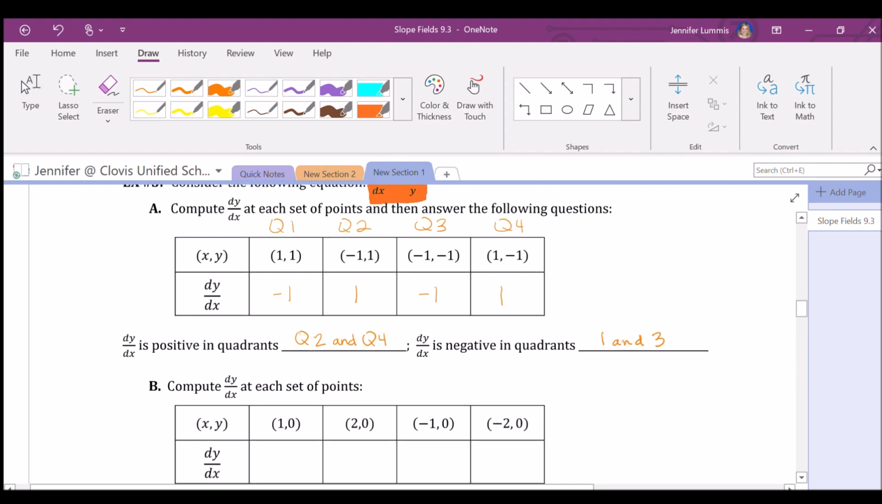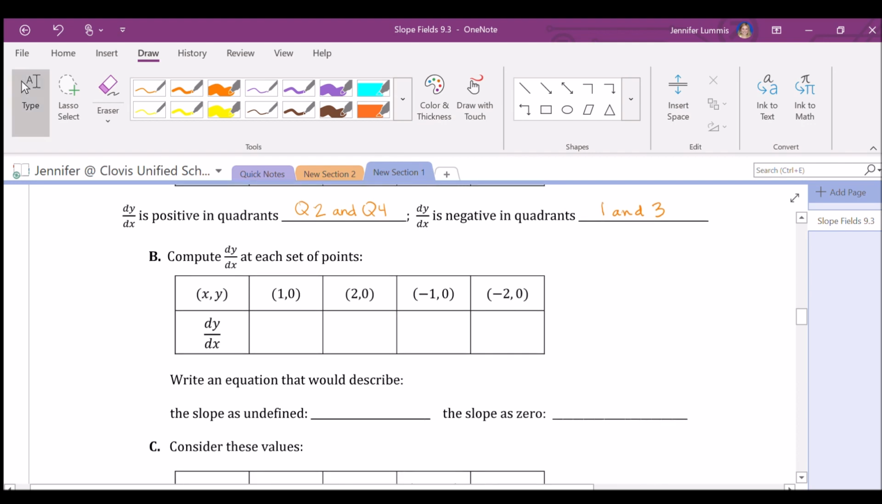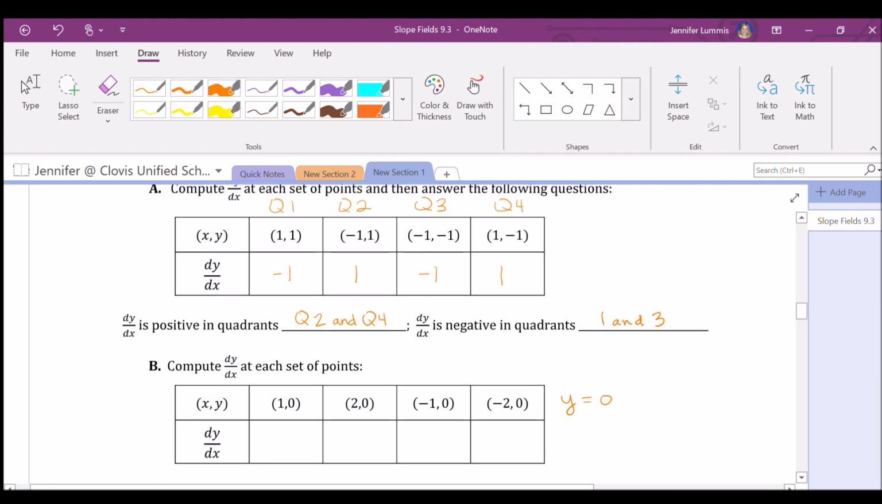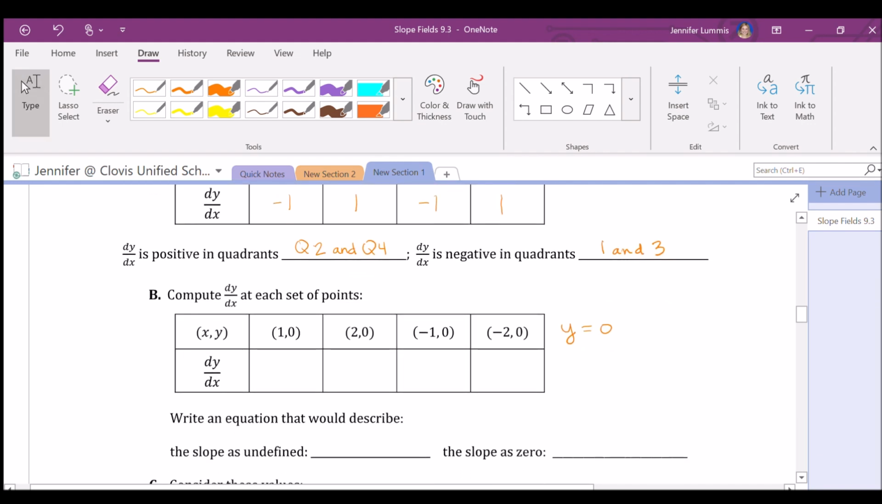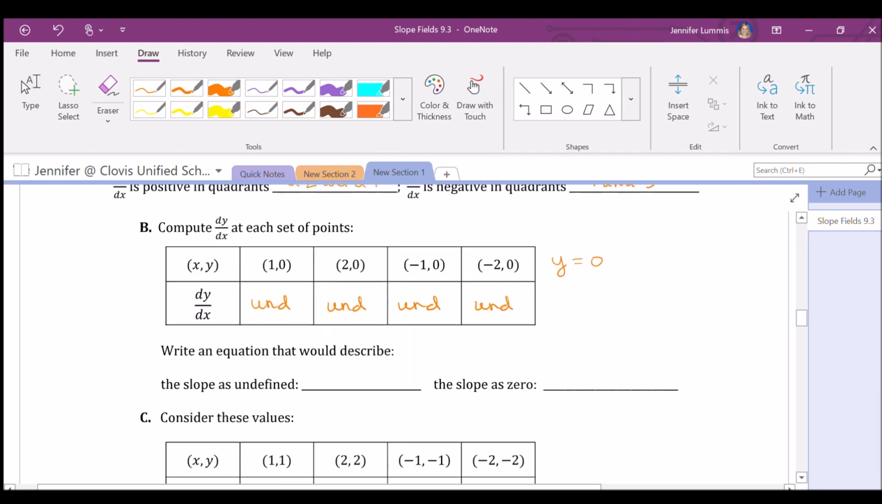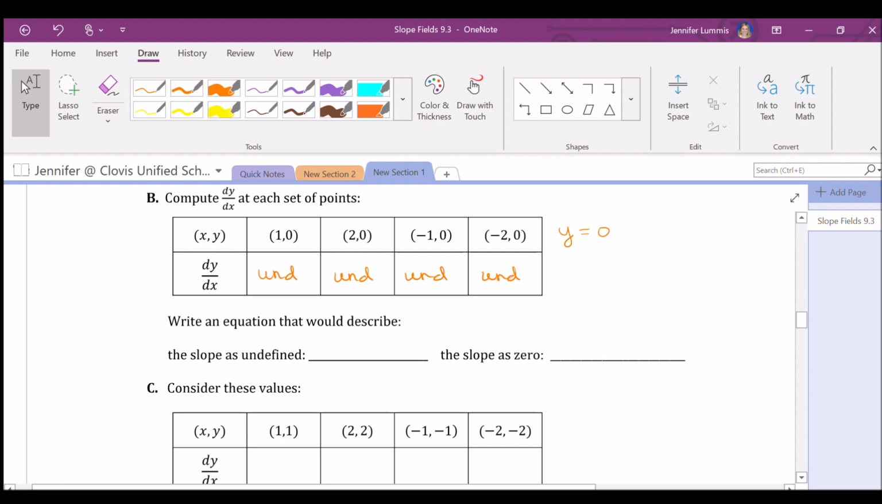All right. Down here on part B, for the same thing, compute dy/dx at these sets of points. So what do you notice about all of these sets of points? Their y value is 0, and when y is equal to 0, we're along the x-axis. So 1, 0, let's see, we get negative 1 divided by 0, or 2 divided by 0, or any time we're divided by 0, we get a value of undefined. Okay, so write an equation that would describe the slope as undefined. So that would be actually what I did right here. It's just y equals 0.